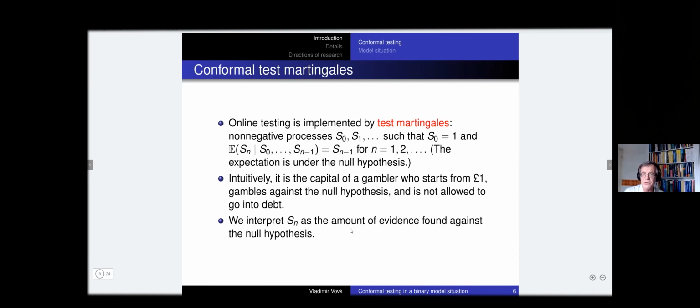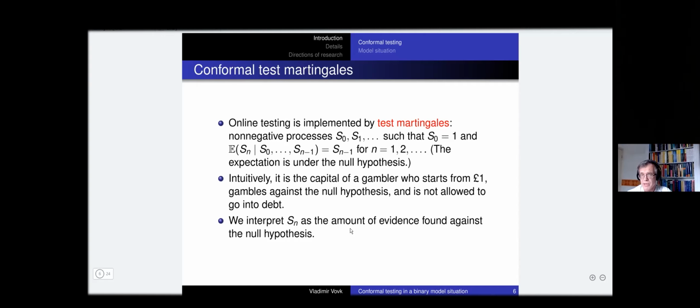The way we can do it is to use a test martingale. So what is a test martingale? It's a way of gambling against the null hypothesis. So it's some process, a discrete time process, S0, S1, and so on. We start from 1 pound, S0 is 1, and the process is fair. The expected value of Sn is the previous value. So on average, we don't lose, we don't gain under the null hypothesis. And it should be non-negative. No debt is allowed. We should use only our available capital of 1, the initial capital.